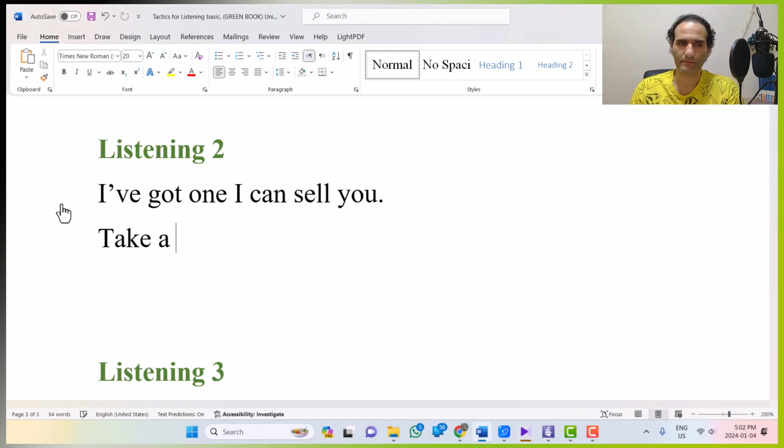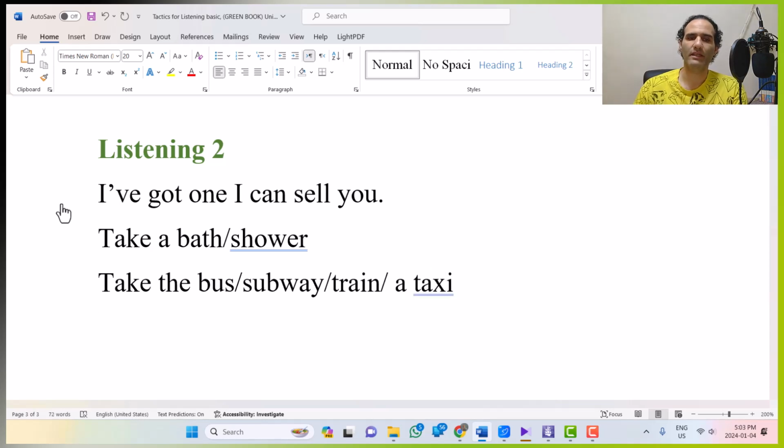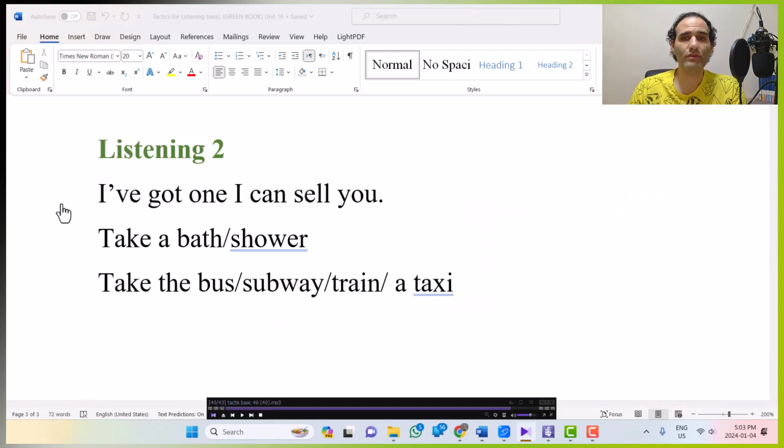Take a bath. Take a shower. For transportation, take the bus or the subway or the train or a taxi. Take a photo, and lots of other combinations with take. What to do? Memorize. Thanks, I probably will. I probably will come and take a shower at your place.